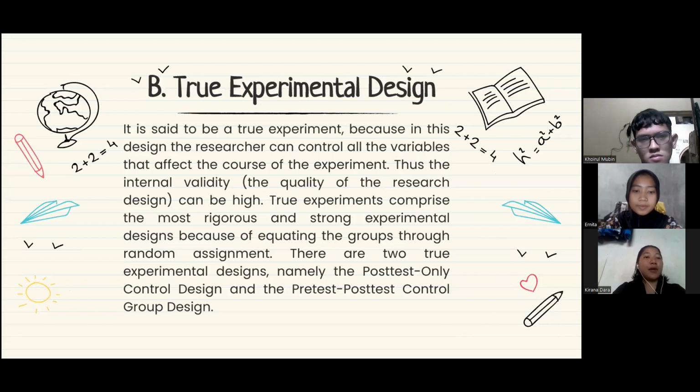Then there is true experimental design. It is said to be a true experiment because in this design, the researcher can control all the variables that affect the course of the experiment. Thus, the internal validity or the quality of the research design can be high. True experiments comprise the most rigorous and strong experimental design because of equating of the groups through random assignment. There are two true experimental designs, namely post-test only control design and the pre-test post-test control group design.